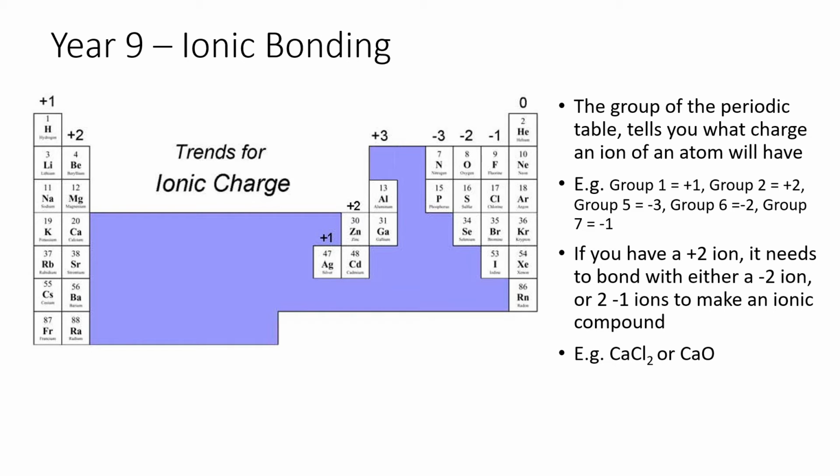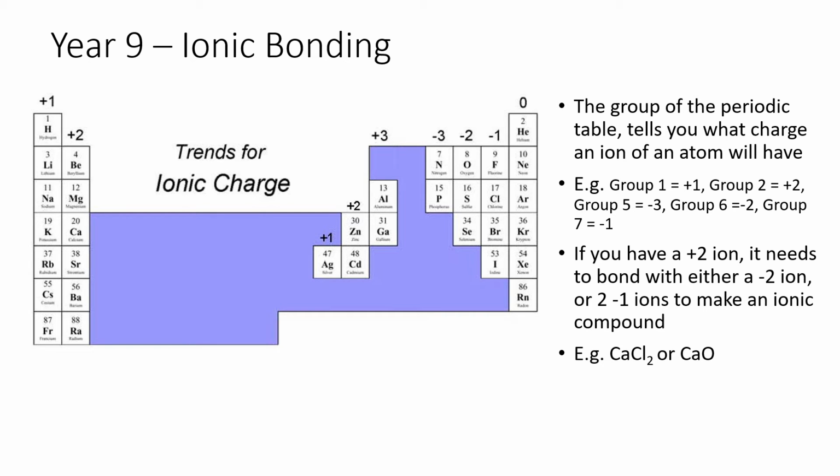The bit where we struggled a little bit was just linking the group that an element is in on the periodic table to the fact that it tells you what charge an ion of an atom will have. So, for example, if you have a sodium atom, when it loses electrons to get a full outer shell, it gets a +1 charge. And that is the same for anything in group 1.